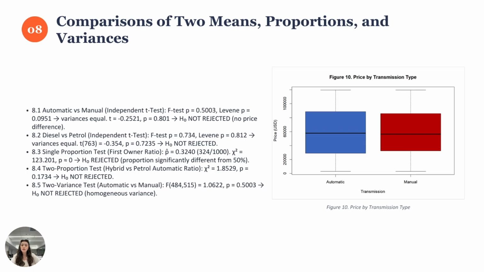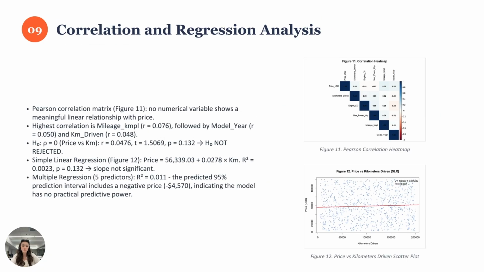The hybrid versus petrol automatic ratio showed no differences, P equals 0.1734, and variances were equal between automatic and manual. Now correlation and regression analysis.